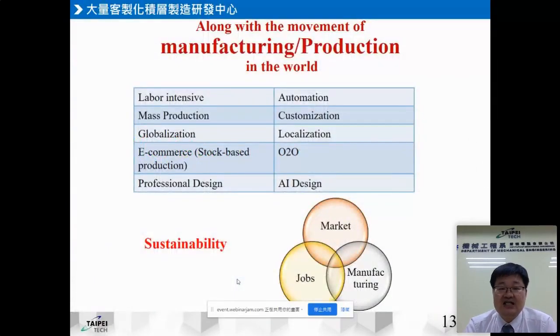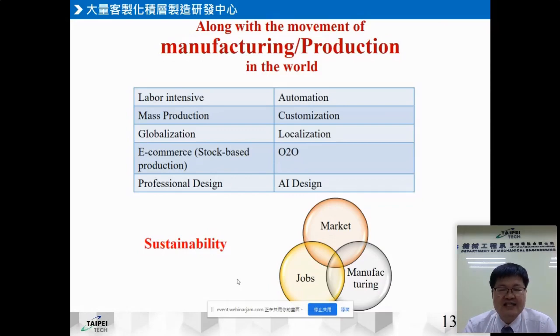So let's see, along with the movement of manufacturing and production in the world. In the old time, or possibly 10 years ago, we were talking about production, and at that time we were talking about labor intensive. Now we are talking about automation. We try to use automation to take the place of labor. And before we were talking about mass production, now we want everything different. So we are talking about customization.